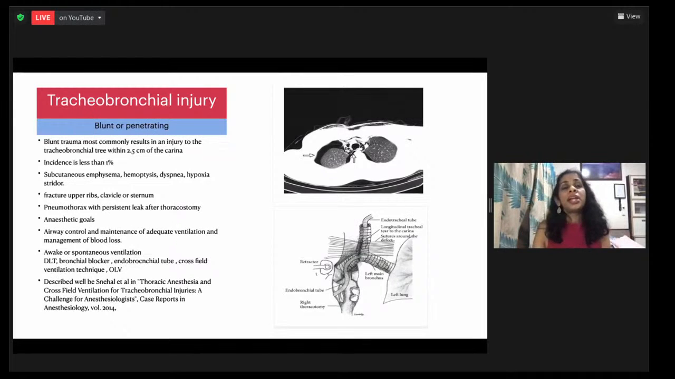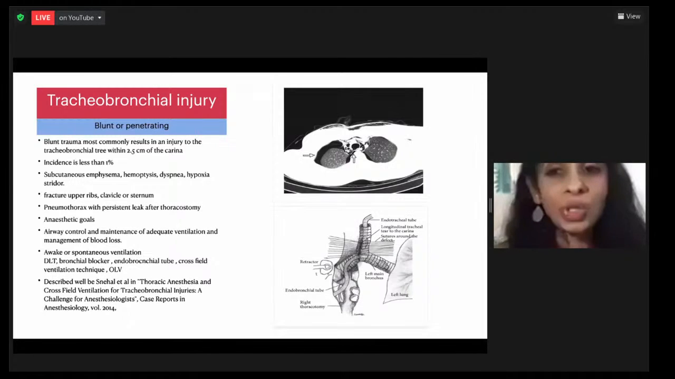So when we put in an ICD and there's a very, very large leak, then I will suspect that yes, this patient may have a tracheobronchial injury. Or if the patient has sternal fractures or upper 1 to 3 rib fractures, then he may have a tracheobronchial injury. Its diagnosis is again not based on X-ray. It's based on CT scan.